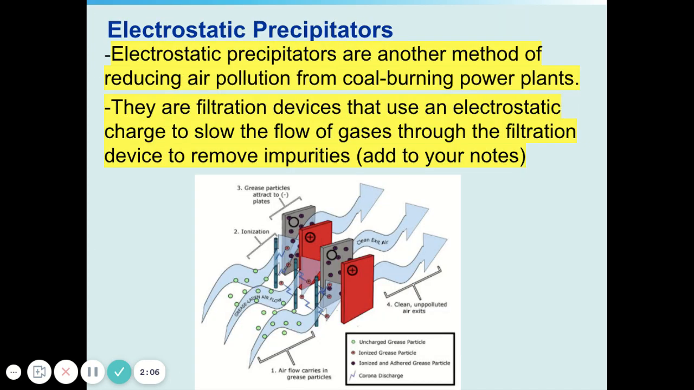One more thing to add to your notes. Electrostatic precipitators are filtration devices that use an electrical charge to remove impurities as gases flow through them. They're used to remove waste particles at industrial facilities and electricity generating stations.